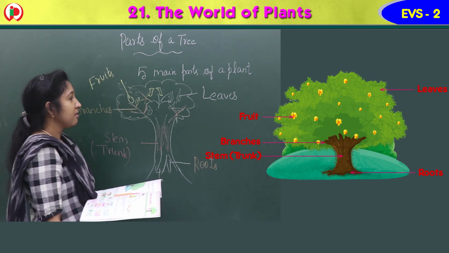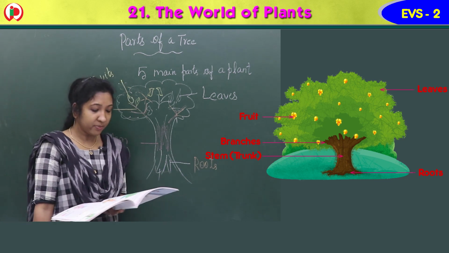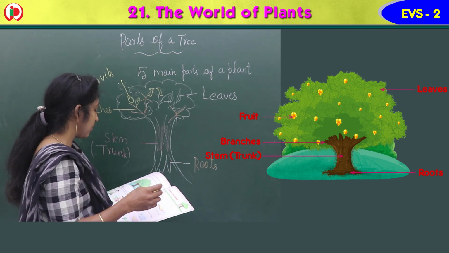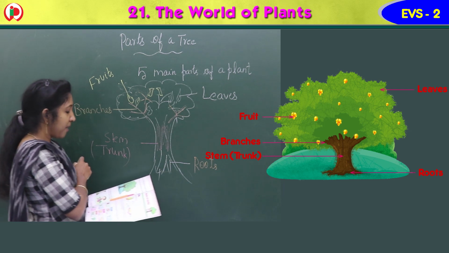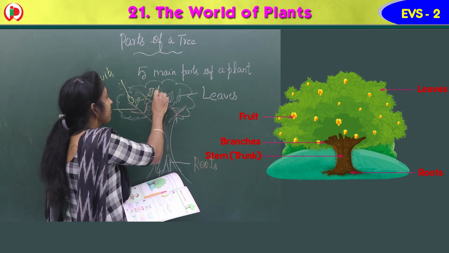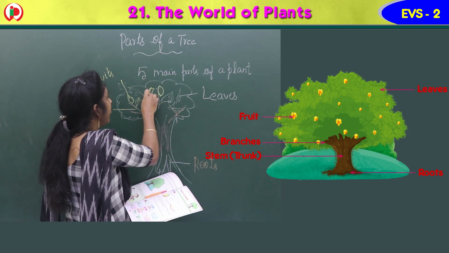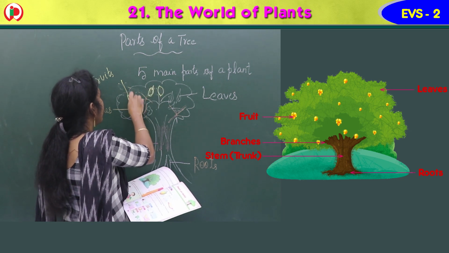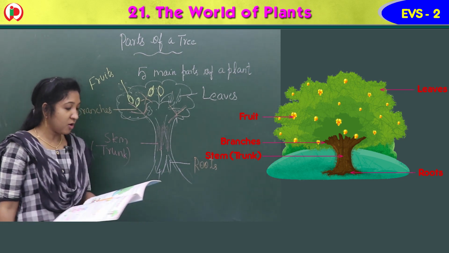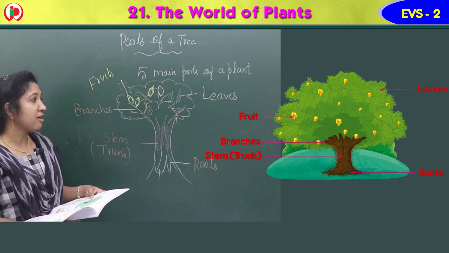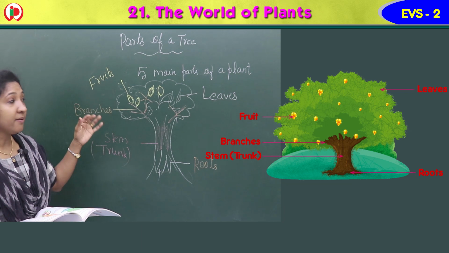Fruits. Yes, they are fruits. So how many parts? 1, 2, 3, 4, 5. Yes, 5 parts are there. They are the main parts of the plant. So which are the main 5 parts of the plant or a tree?